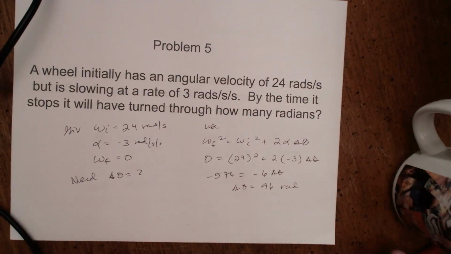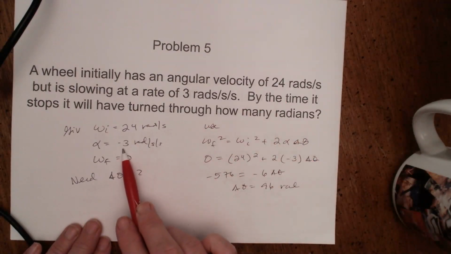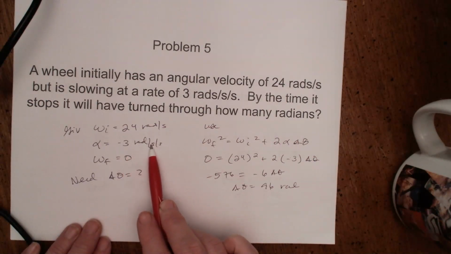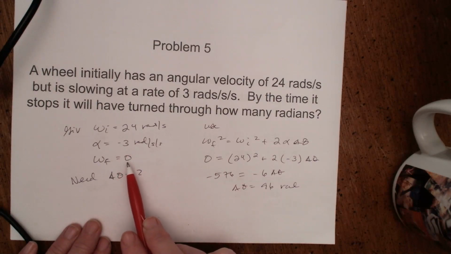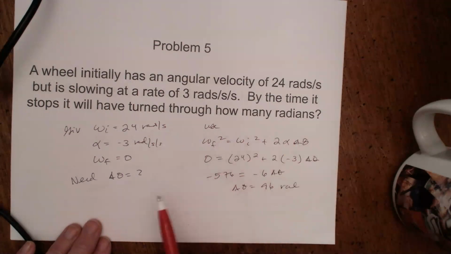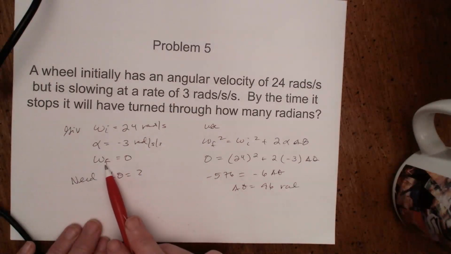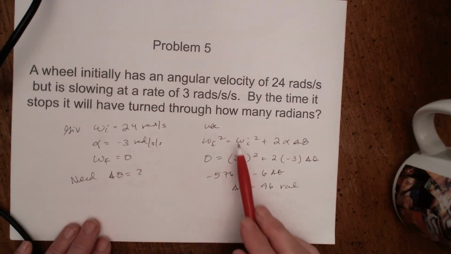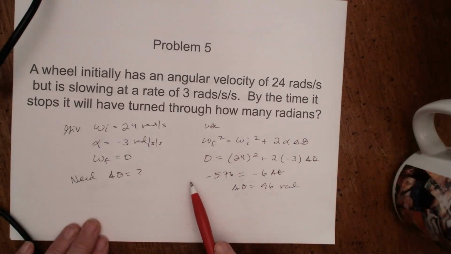All right, now we've got a wheel that's slowing. It has an initial angular velocity of 24, but it's slowing at a rate of 3 radians per second squared. So I gave that a minus sign because it's slowing. By the time it stops, it will have turned through how many radians? So that tells me I need displacement. And it's going to come to a stop in this scenario. So that's my final. So here's one where we get to use this third equation because I don't have any information on time at all.